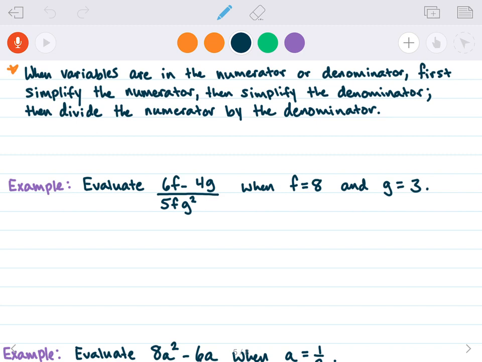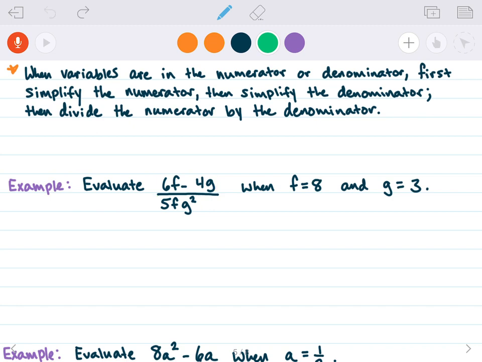Alright, so when variables are in the numerator or denominator, we want to first simplify the numerator because it's like grouping, right? So the PEMDAS says, you know, parentheses is kind of the same thing as grouping. So we group the numerator and the denominator separately. So we simplify the numerator, simplify the denominator, and then we divide the numerator by denominator. So let's do some examples where we have to do this.